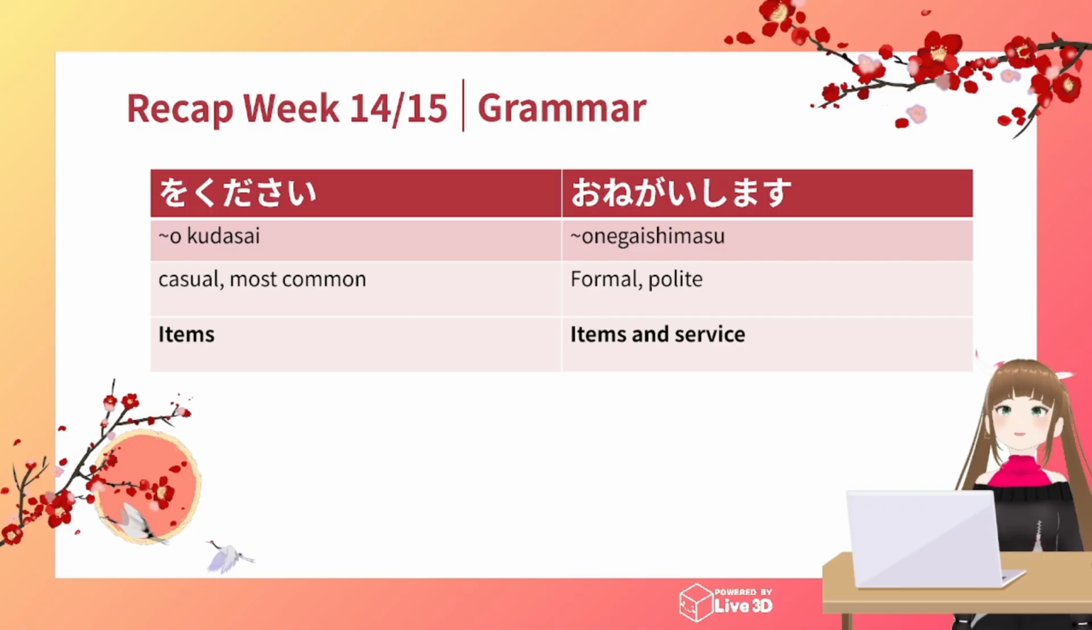But when you, for example, are telling a taxi driver that you would like to be dropped off at a certain address, you would use onegaishimasu, as the taxi driver is offering you a service. But when in doubt, always use the formal and polite option, which in this case would be onegaishimasu.